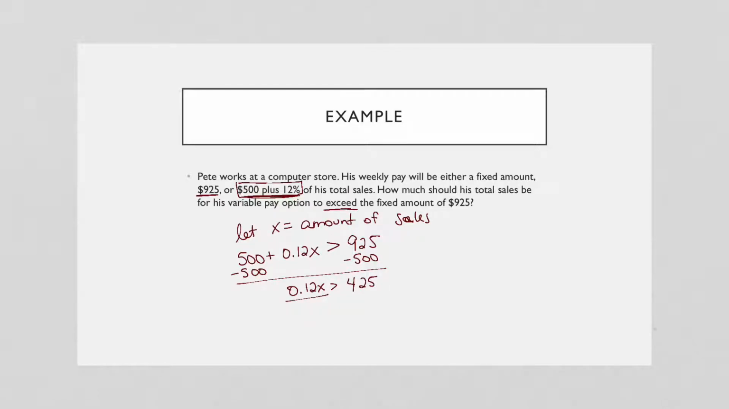And I would divide both sides by 0.12. And I notice how I did not flip my sign at all. I never divided or multiplied by a negative number, so I don't need to do that. So I get x is greater than 3541.67. Remember, this is money we're dealing with. So his sales need to be greater than $3,541.67 in order for it to exceed the fixed amount.